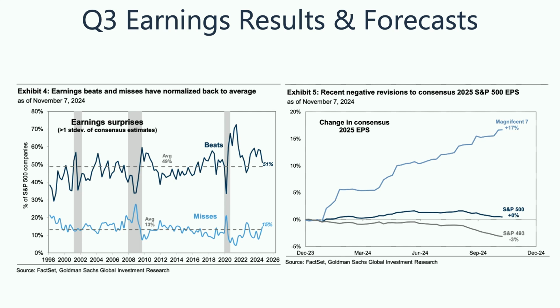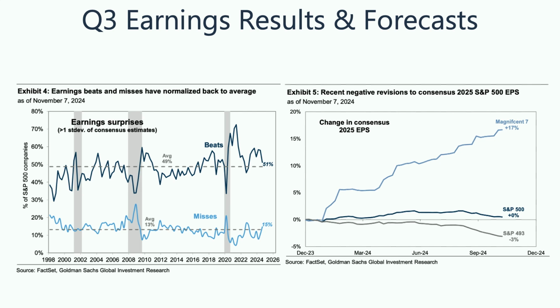Now, the chart I think is a little bit more interesting and probably more impactful is the chart on the right. This is looking at expectations going forward. So this is where banks have consensus for where they think earnings per share growth is going to be for three different groups of stocks. The first one is the S&P 500, expecting actually not a lot of growth in 2025. It's flat.